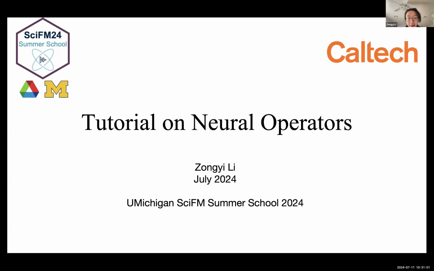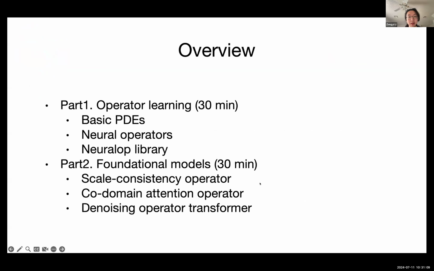Thanks for inviting me. I'm very happy to give a tutorial on neural operators at the Michigan Summer School. This talk is going to be in two parts. For the first part, we're going to cover a general introduction to operator learning and neural operators. We'll show a little bit of the neural operator library as developed at Caltech. For the second part, if we have time, we're going to discuss some recent work on general models and foundation models, especially the scale consistency neural operators.